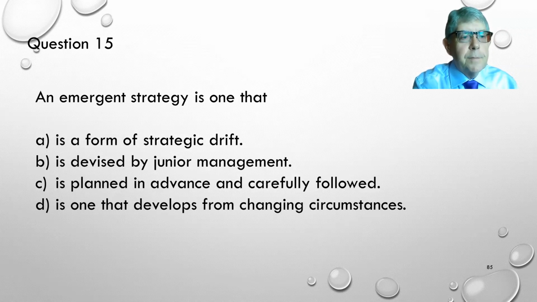Question 15. An emergent strategy is one that A, is a form of strategic drift, B, is devised by junior management, C, is planned in advance and carefully followed, or D, is one that develops from changing circumstances.